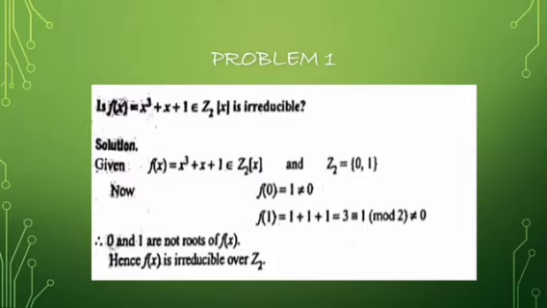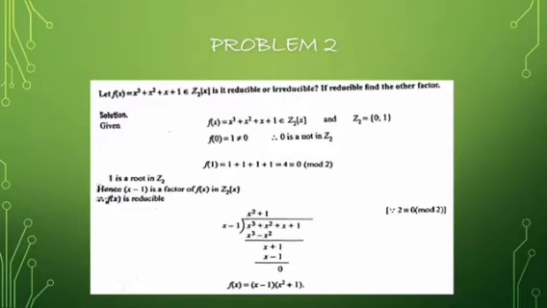We move on to the next problem. Problem number 2. Now let f of x be equal to x cube plus x square plus x plus 1, which belongs to Z2 of x again. Is it reducible or irreducible? They are asking us to check and examine. If reducible, find the other factors. Is that clear? So let's check.